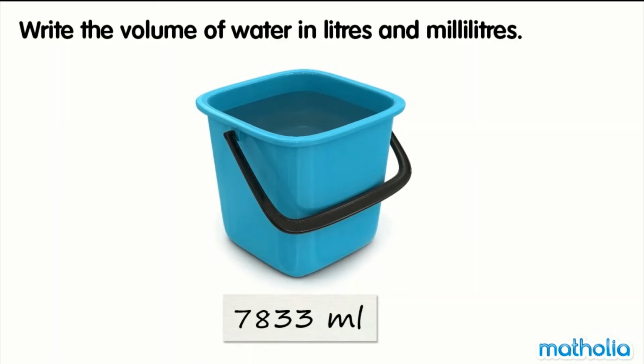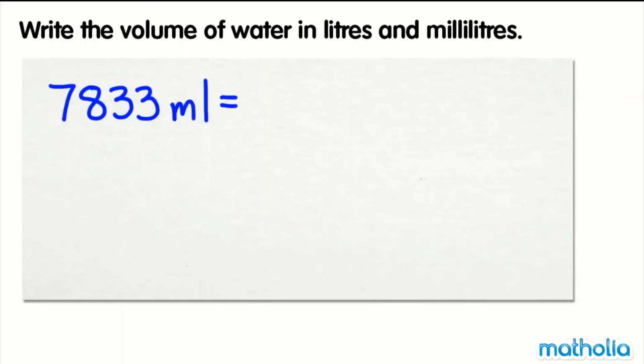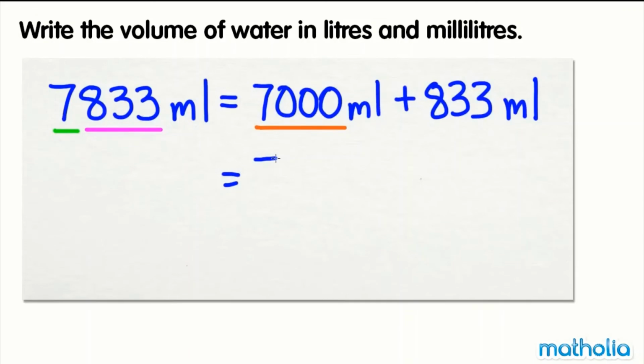Write the volume of water in litres and millilitres. The bucket contains 7,833 millilitres of water. We can rewrite 7,833 millilitres as 7,000 millilitres plus 833 millilitres. 7,000 millilitres is equal to 7 litres, so the volume of water is 7 litres, 833 millilitres.